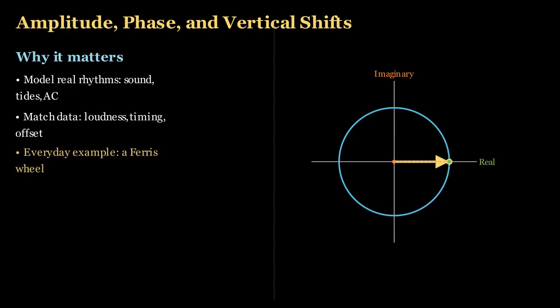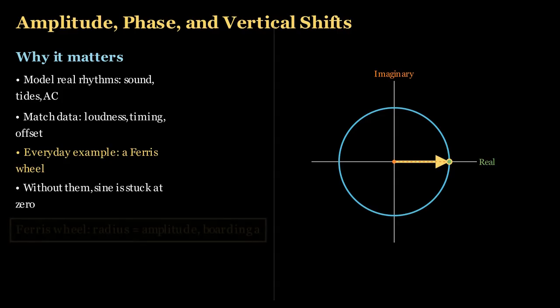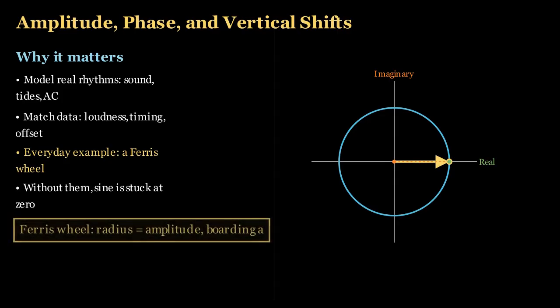Amplitude lets you set the wheel's radius, phase shift sets your starting angle, and vertical shift lifts the whole ride to the right height. These three ideas turn a bare mathematical wiggle into a precise model of anything that oscillates: sound volume, alternating current voltage, hours of daylight through the year, even your heartbeat on a monitor. They are the difference between a textbook curve and a tool that solves real problems. Let's build the full formula piece by piece, starting from the plain sine wave you already know.